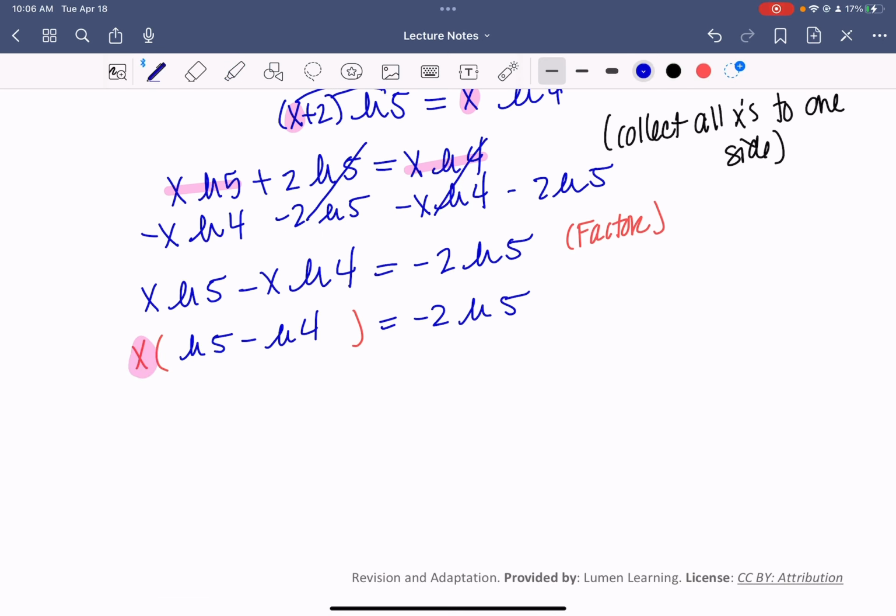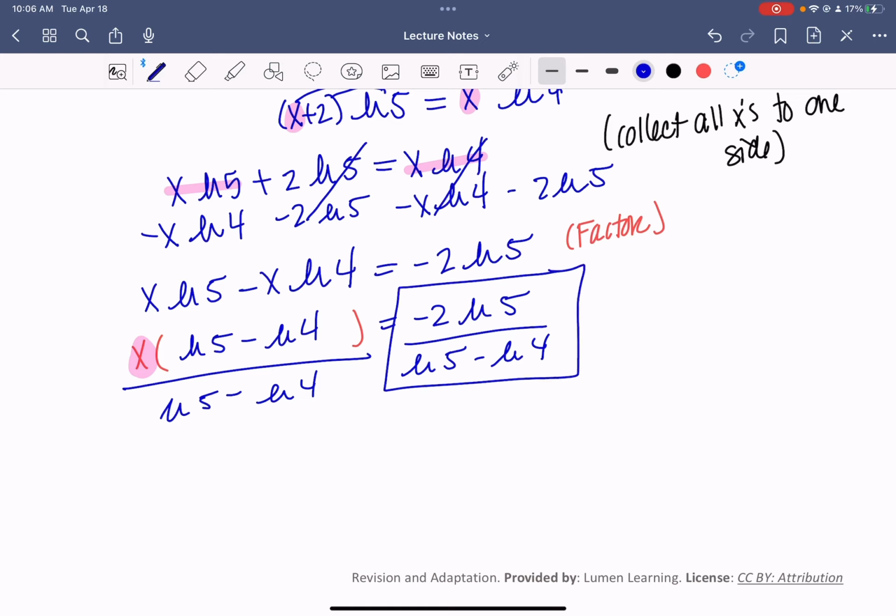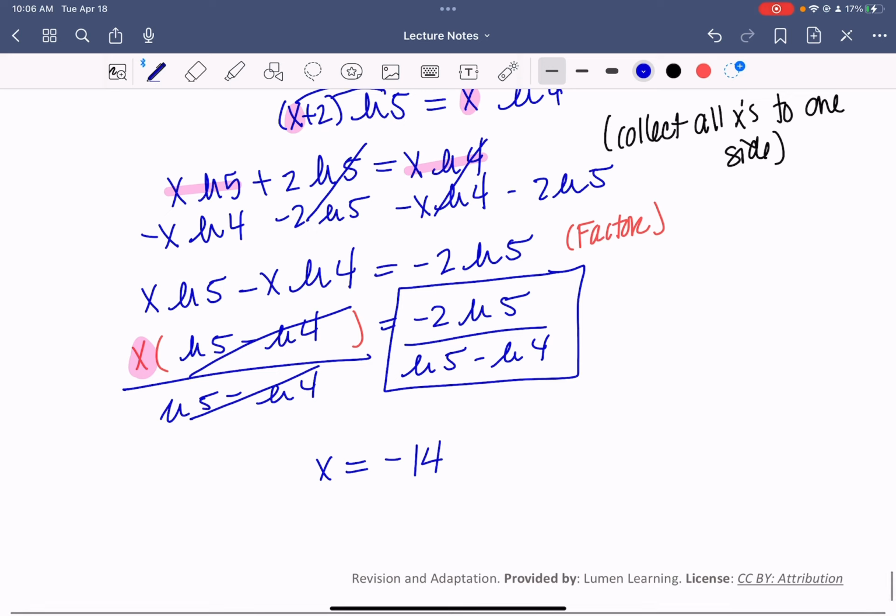This is now multiplication, so I can divide by ln 5 minus ln 4. Those are two numbers. That's not just that you can do 5 minus 4. So what I'm going to do is plug all this right here into my calculator, and that will finally give me what that elusive x is, which is negative 14.425.